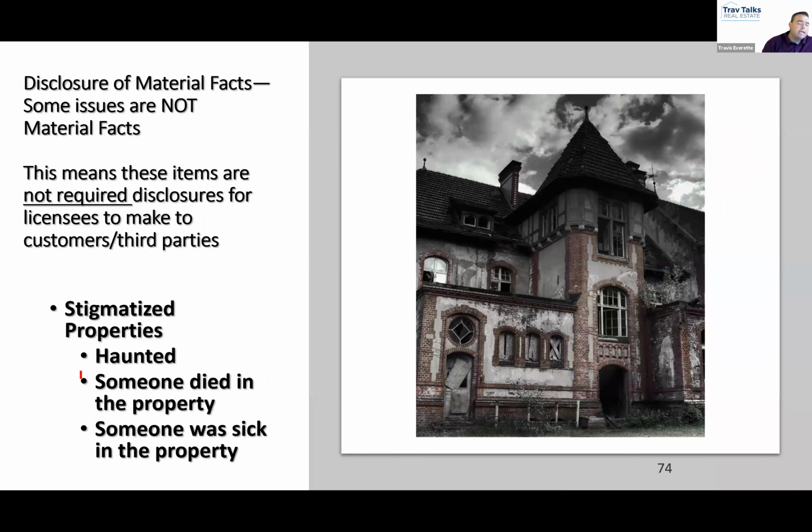Okay. There are some things, and these will show up on a test, that are considered to be what we call stigmatized properties, which are not material facts in North Carolina. Someone believes the property is haunted. That is not a material fact in North Carolina. Somebody died in the property. That is not a material fact in North Carolina.